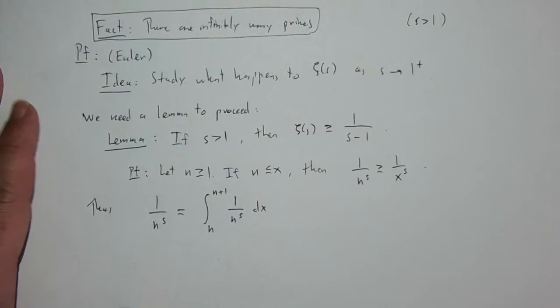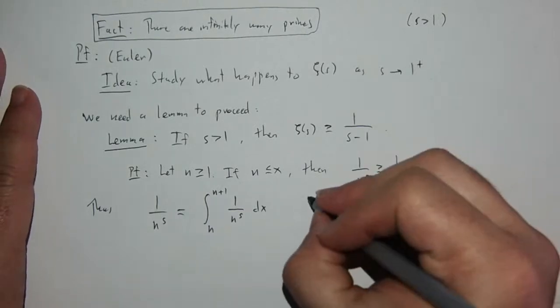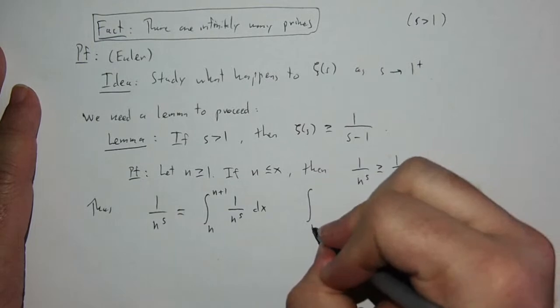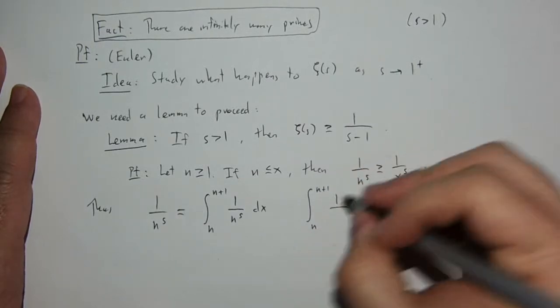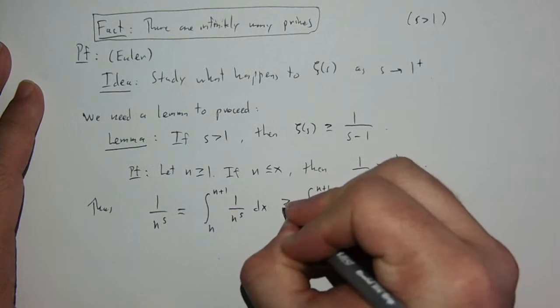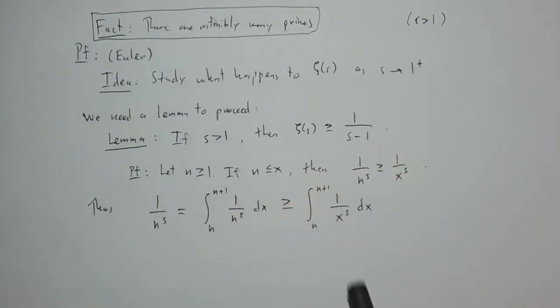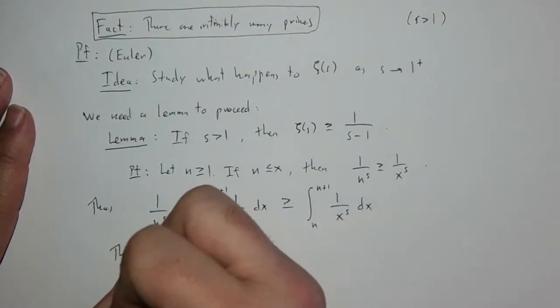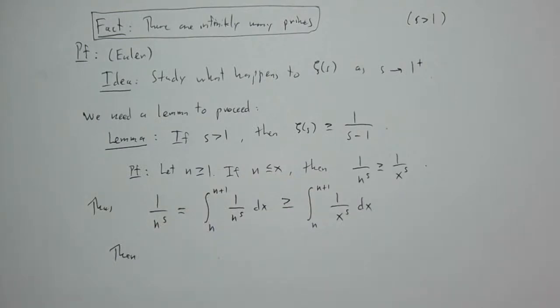So I've done nothing here. This is a trivial fact. But why did I write it in this form? I wanted it written in this form so that I can compare it to the integral from n to n plus 1 of 1 over x to the s dx. Because of this inequality and integrals preserving inequalities, this is what I get. And this is not a trivial integral. This is an integral of 1 over x to the s dx over this interval of length 1. Then it's going to fall out of this fact, what I want to say.